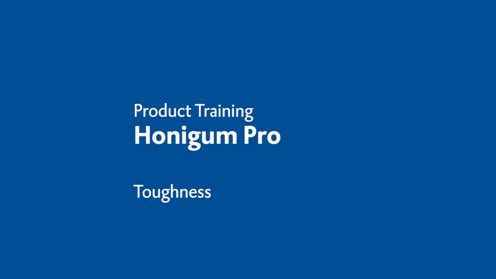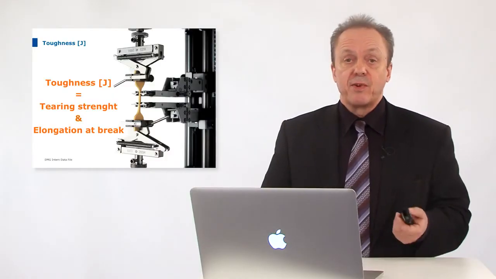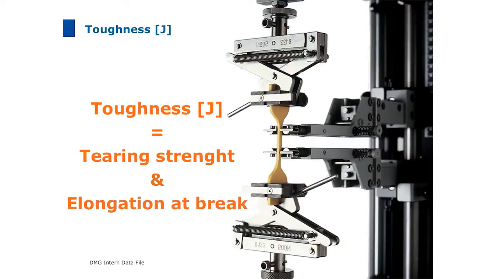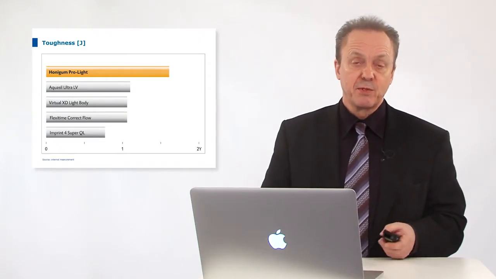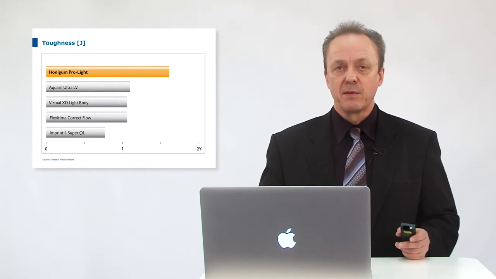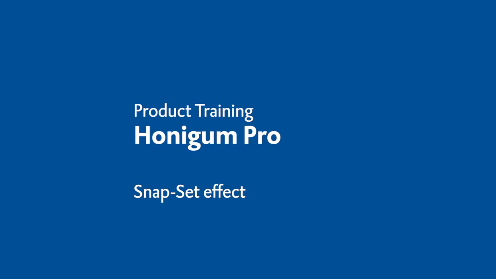This material property is called toughness. To describe the toughness of a material, we need two properties: the tear strength and elongation at break, which we simulate and measure in this device. We need a combination of two important factors: how much power can I exert, and how stretchable is the material without tearing. The higher the value measured with this machine, the higher the toughness. Compared to comparative materials, Honigum Pro has once again come out with excellent results. A safe removal of the impression out of the mouth and from the model is now assured.